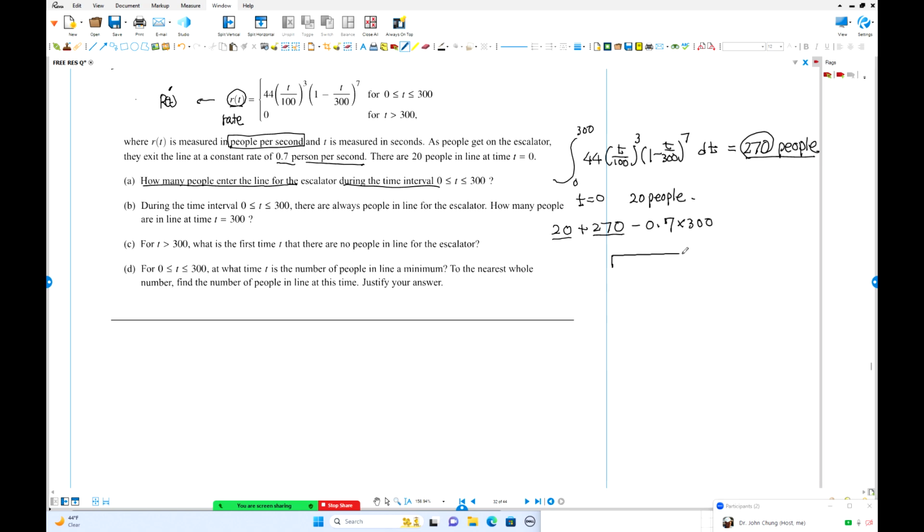We're going to check right at 300 seconds. It was 20 over here, and they got in 270 during 300 seconds, but minus the number of people out, 210. But still, how many people are in the line over here? 20 plus 270 is 290, minus 210 is still in the escalator. There are 80 people there. Are you okay with this? Is this understandable?